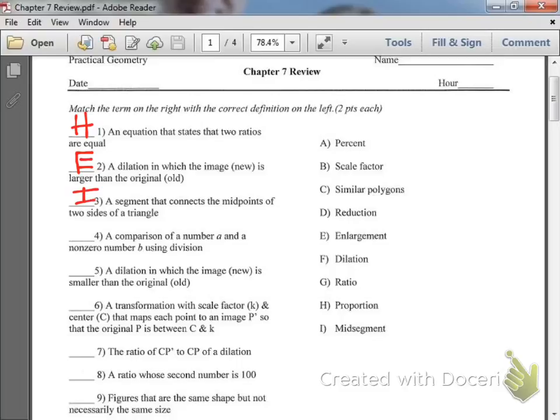I. Number 4? G. Number 5? D. Number 6? F. Number 7? B. Very good. 8 and 9. Very good. I'll give you a second with those. Those are all correct. These will all appear on the test tomorrow.